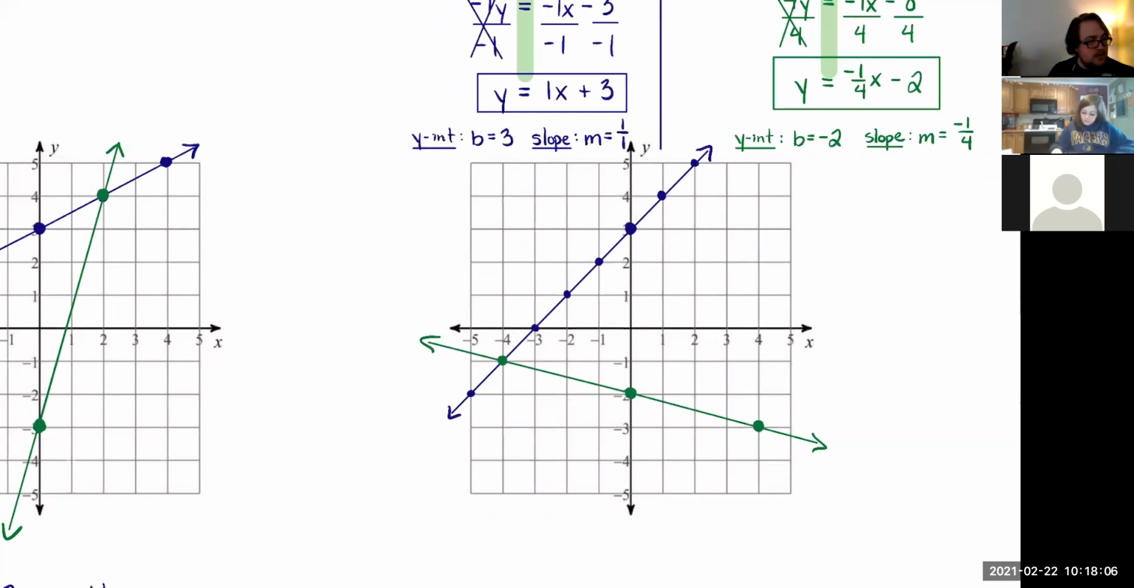And for this one, where do they intersect? Ooh, close. -4, -1. -4, -1. Is the x-axis. X always comes first. Yep.